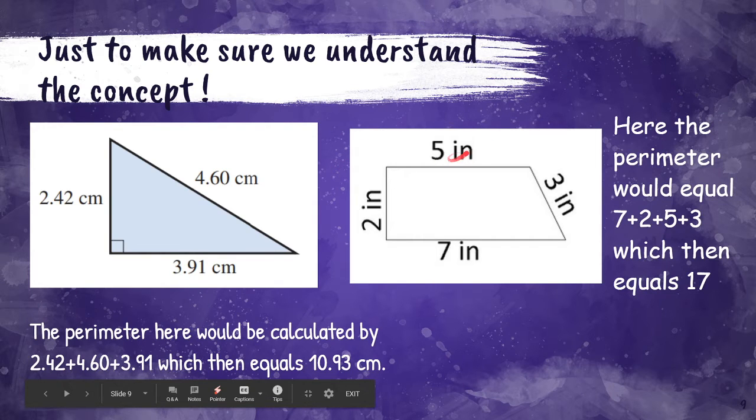Remember, the unit you would put at the end of your number answer is the units that are used in the problem. Because this has centimeters, the answer for this problem would be 10.93 centimeters. Because it's in inches, the perimeter would be 17 inches.